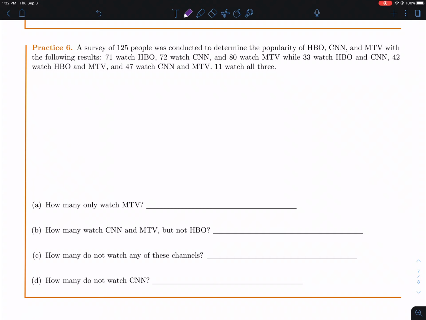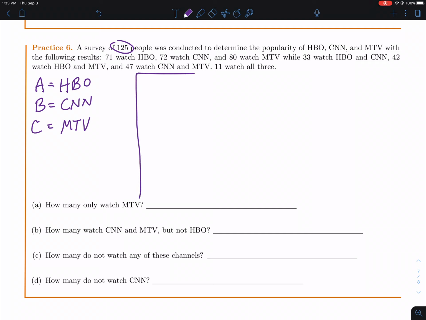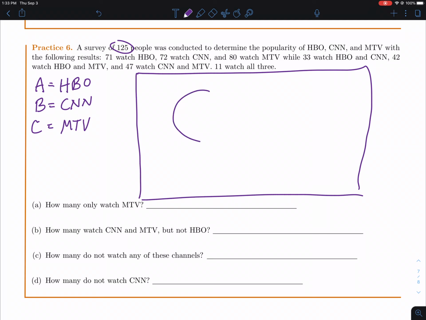All right, so here's practice 6. In this case, we're going to be working with a 3-Venn diagram. We see that 125 people have been surveyed, and they asked them about these 3 channels, HBO, CNN, and MTV. So in this case, I'm going to let A be HBO, B be CNN, and C be MTV. Let me go ahead and get my 3-Venn diagram going, since I need 3 circles for each channel.